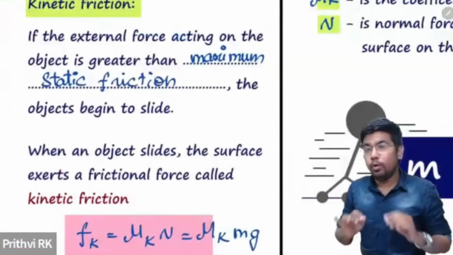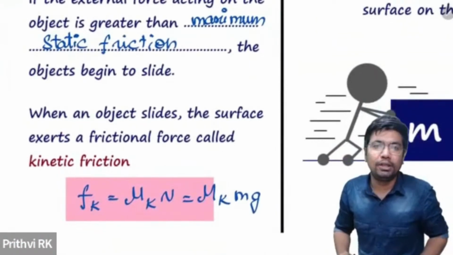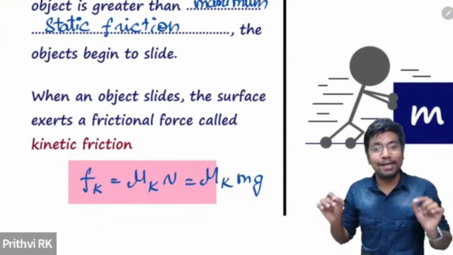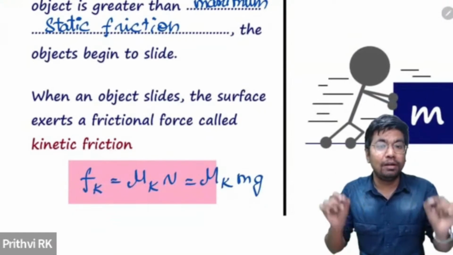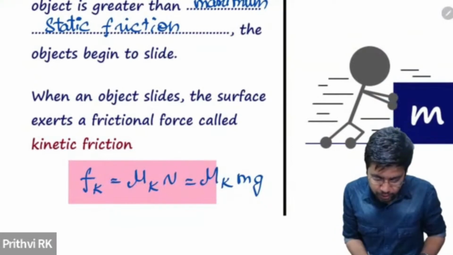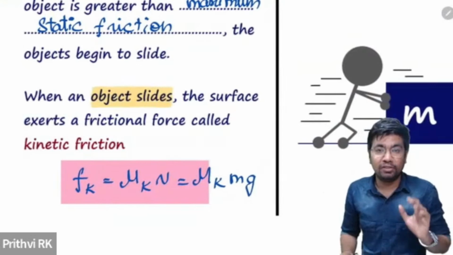While it is moving, it is having some friction in motion. That friction is what we call kinetic friction. So when an object slides, the surface exerts a frictional force called kinetic friction. When an object is moving, the surface exerts a frictional force.